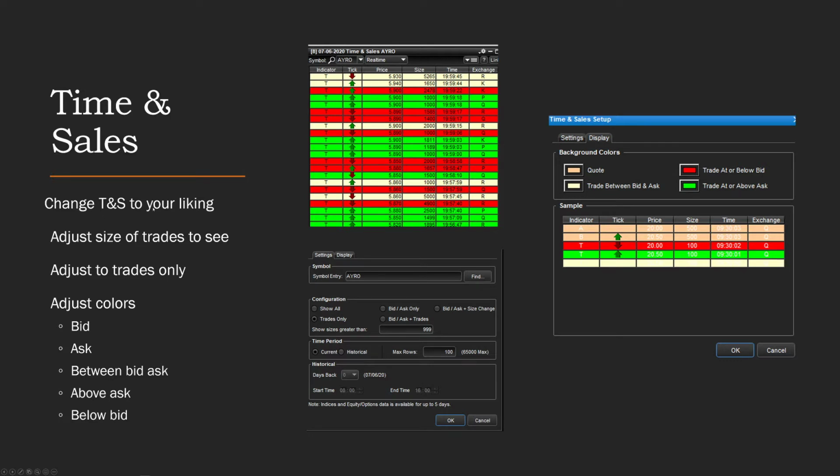Now, you can change your coloring, you can change your size. All of it can be changed to however you want. So mine, like I previously mentioned, I like larger quantities, so I show size greater than 999. You can change the colors over here. So fix it however you like.